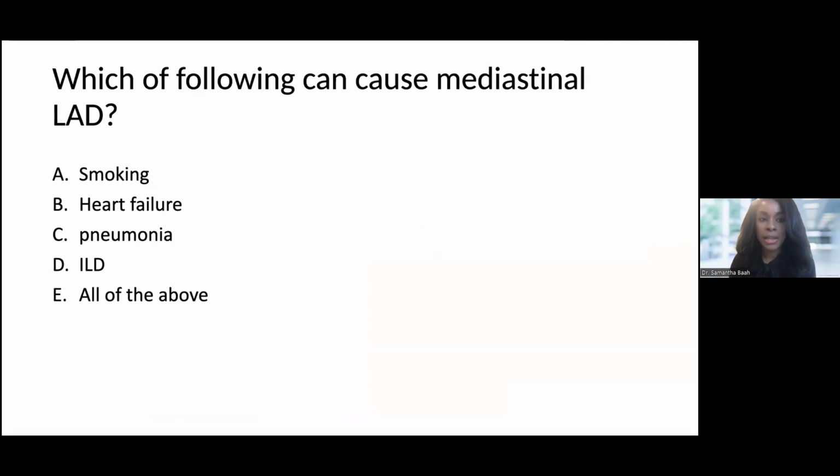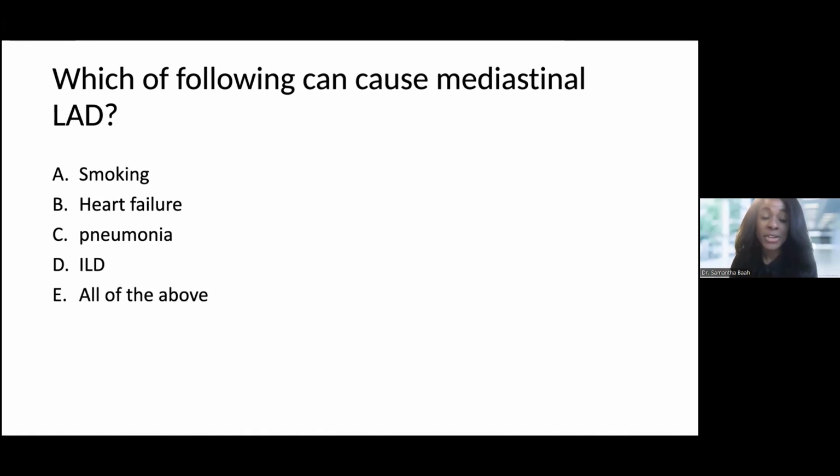Which of the following can cause mediastinal lymphadenopathy? Is it A, smoking, B, heart failure, C, pneumonia, D, ILD, or E, all the above? One hundred percent voted for E. Great, so everyone got it right.